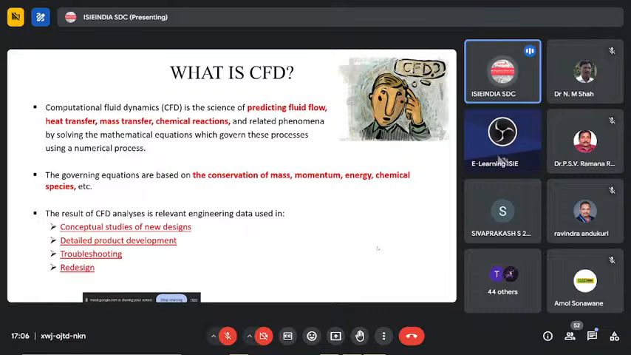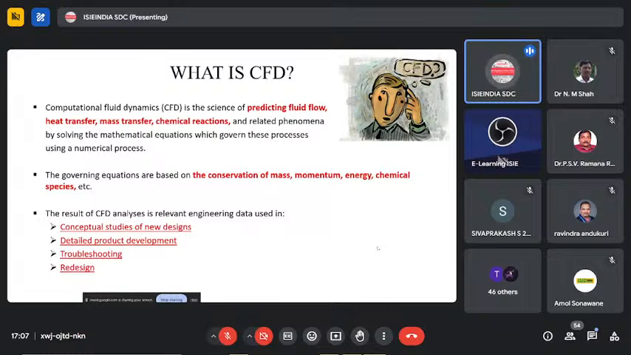Now, how does CFD work? In CFD, we use a mathematical model based on fundamental principles like conservation of mass, momentum, and energy. These are the three fundamental equations which we use in making a mathematical model. These equations describe how the fluid flows and behaves under certain conditions. We use a numerical method to solve these equations with the help of software installed on computers.